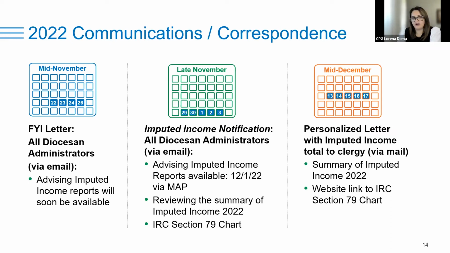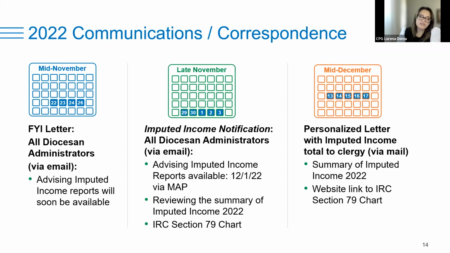And as every year, imputed income reports will be available as of December the 1st via MAP, My Admin Portal, which is a new way of delivering those reports this year. We will also send an email when those reports are available on December the 1st, letting you know that they're now available for you to download. Please wait until that email to download the imputed income report so that you can download the 2022 report. As of right now, you can see the 2021 report. So once you get that email, feel free to go ahead into MAP and download the report.